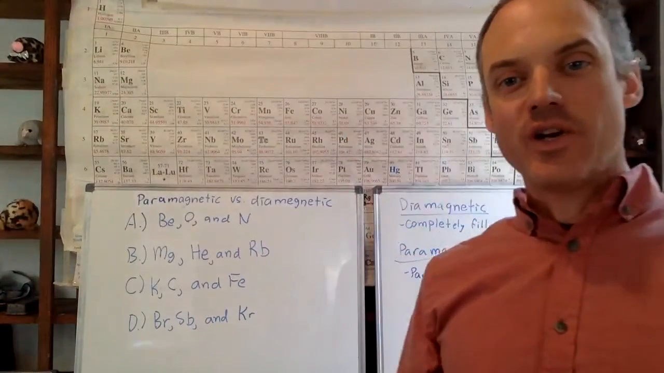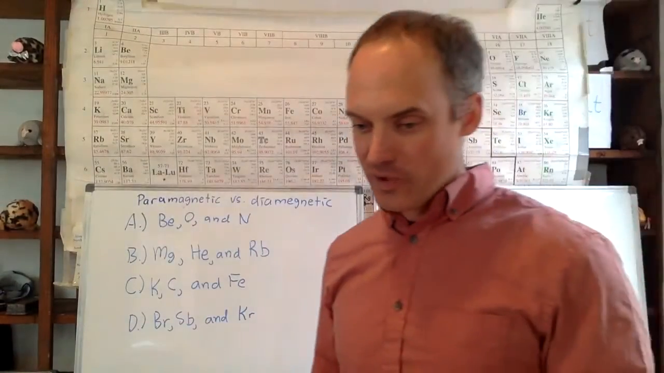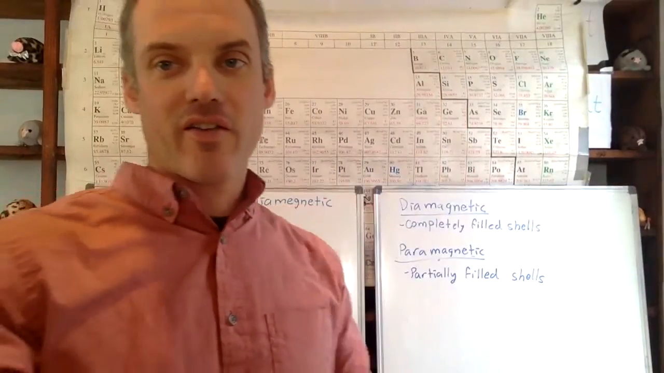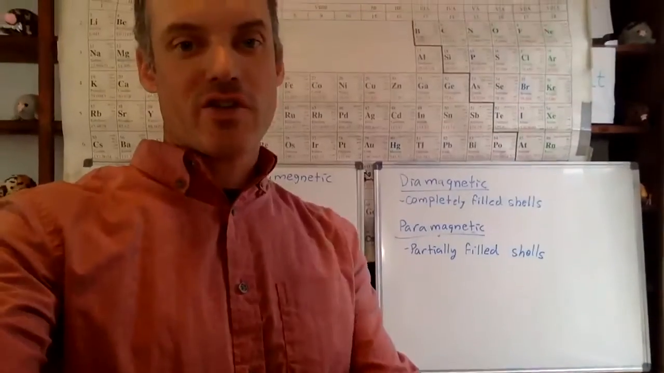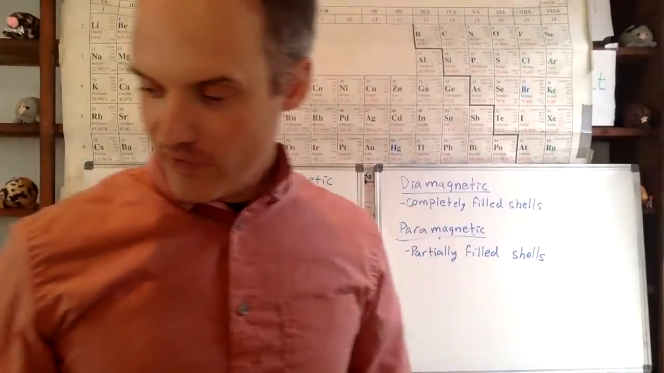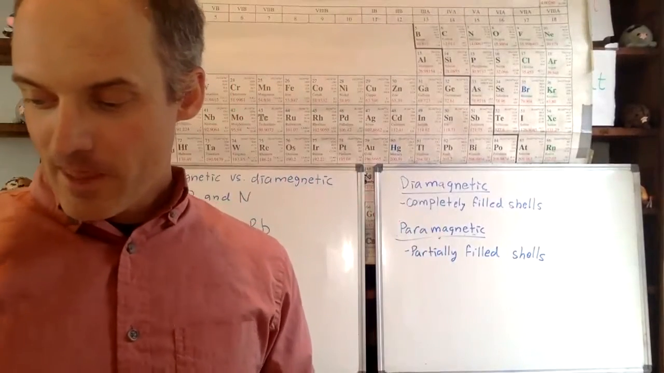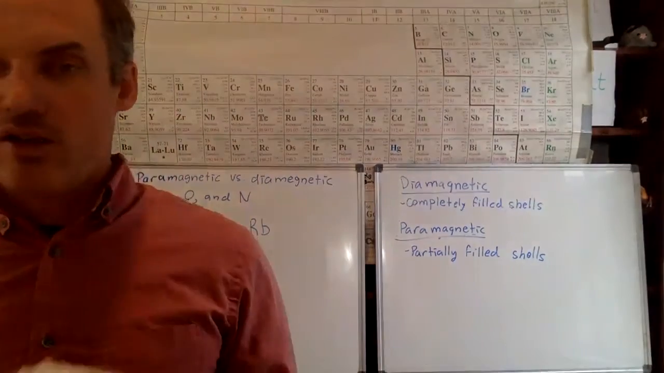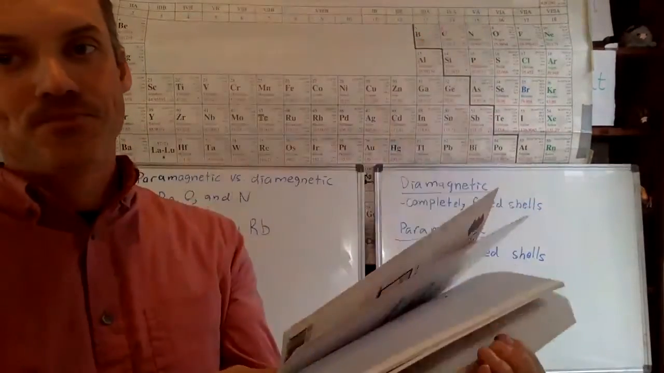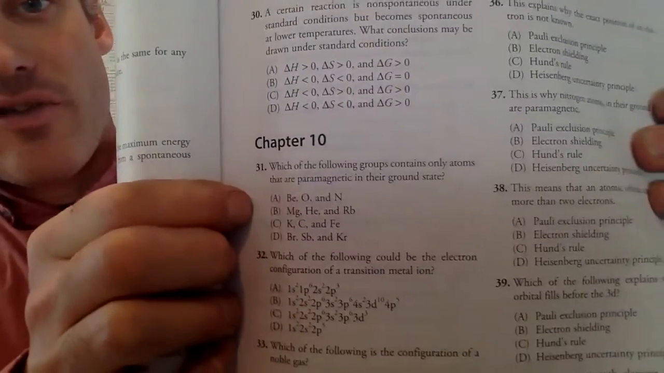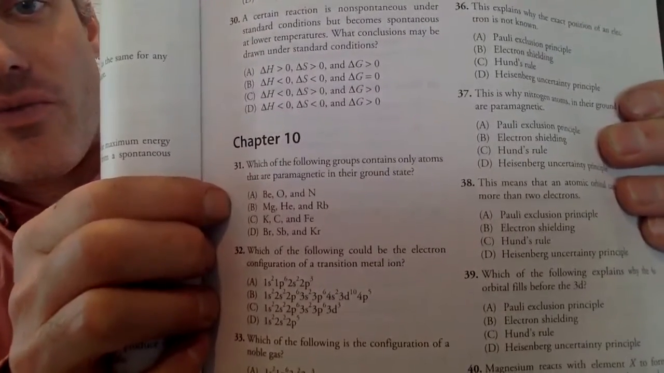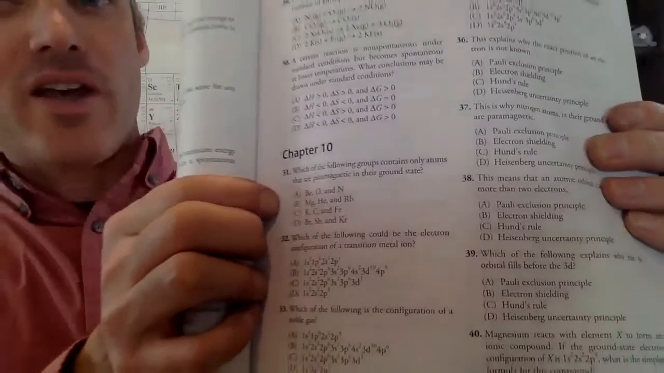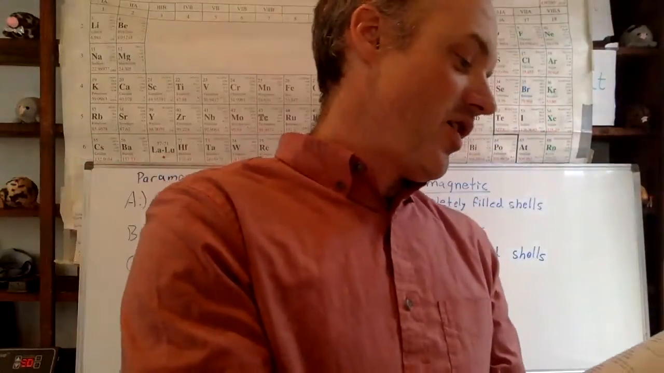Hello. So we had a question we didn't get to in the review in the diagnostic exam for AP chemistry. So that's what we're talking about right now. It was question 31 from chapter 10 in a diagnostic exam on page 21 in your 5 Steps book. So you can see it here. Which of the following are paramagnetic?